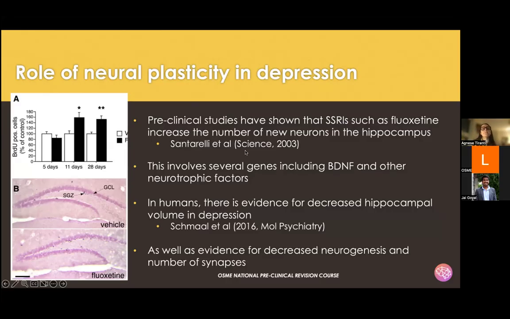So this potential increase in plasticity is probably mediated by many genes, including BDNF, brain-derived neurotrophic factor, and other neurotrophic factors. When we look at humans, the evidence is perhaps a bit less strong, but still there. For example, they found decreased hippocampal volume in depression. And there's evidence for decreased neurogenesis in depression and fewer synapses. This is in humans as well.